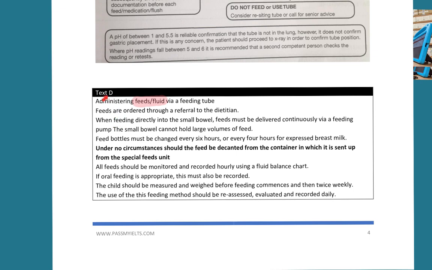So we are in text D because of the key word over there, a patient liquid food. And we have administering feeds or fluid. Fluid is a liquid food. So we can now read further. Feeds are ordered through a referral to the dietitian. So the question is looking for who to consult. Therefore, a referral consultation to the dietitian. And dietitian is the specialist or the clinician we need to consult.